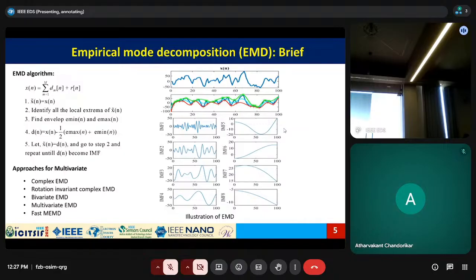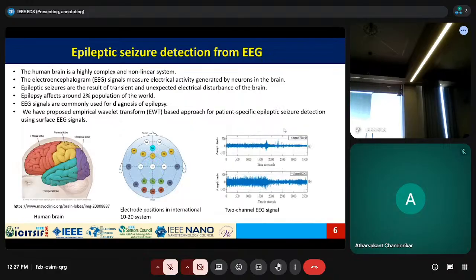And a lot of work has been done in this direction. Various multivariate concepts have been proposed: complex EMD, rotation invariant complex EMD, bivariate EMD, multivariate EMD, fast EMD. And EMD has two major limitations. Number one, it is empirical in nature, and people are struggling to understand how it works. And the second is the mode mixing problem. Each IMF, intrinsic mode function, is expected to be one mono-component amplitude and frequency modulated sinusoid, but due to the decomposition process, sometimes it is a mixture of both.